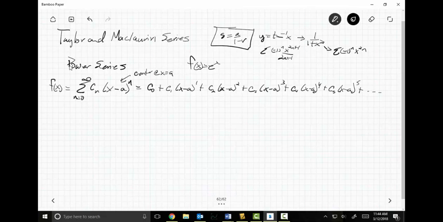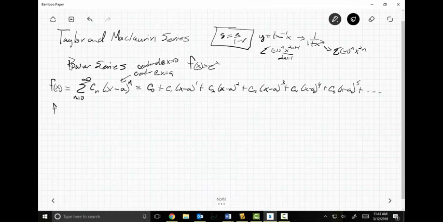By the way, a Maclaurin series is just a Taylor series where it's always centered at x equals 0, which is funny. We're going to do that for e to the x here in just a sec.